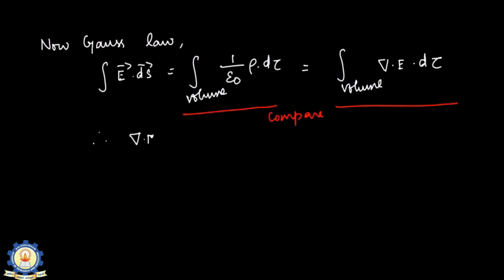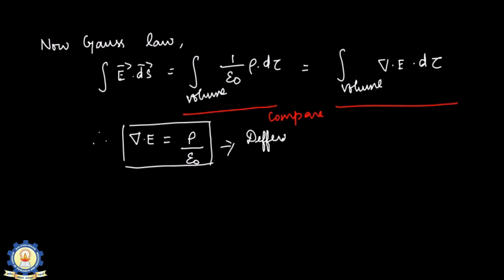So this is one of the famous Maxwell's first equations. Here the inverted delta is called the del operator. So this Gauss law is written in terms of the charge density and epsilon naught. This is the famous Maxwell's divergence form of the electric field.